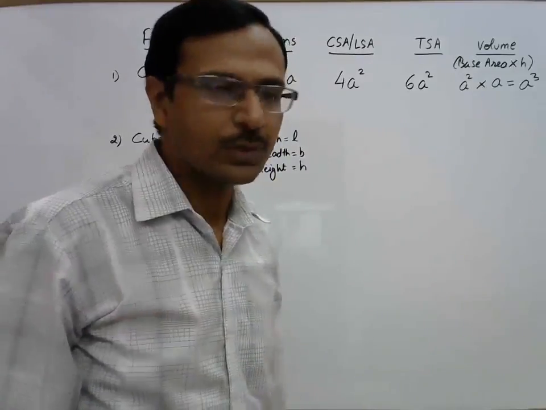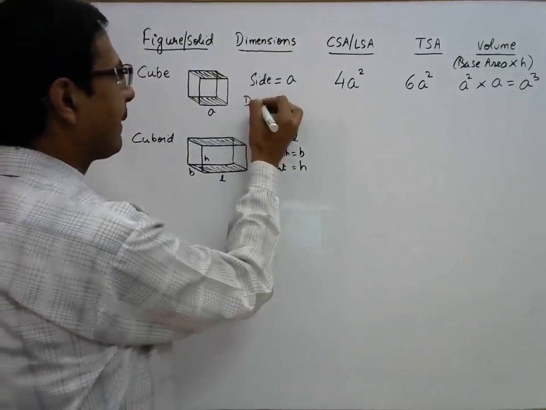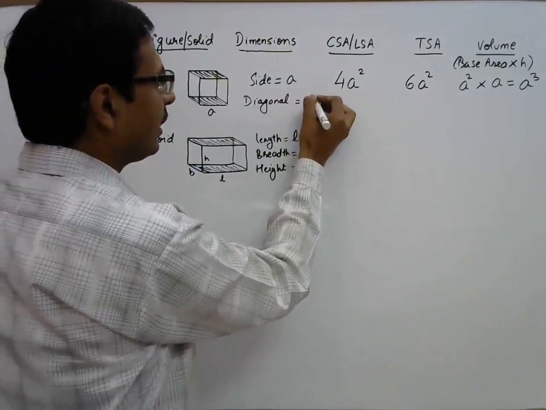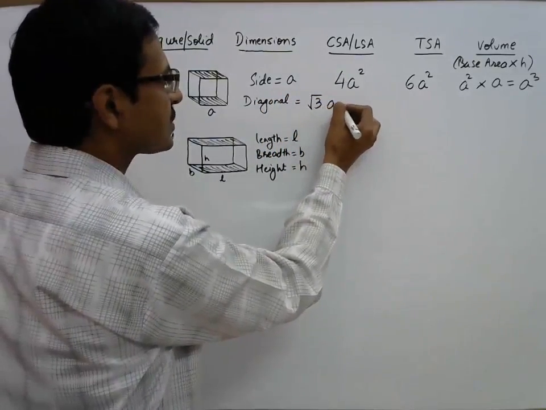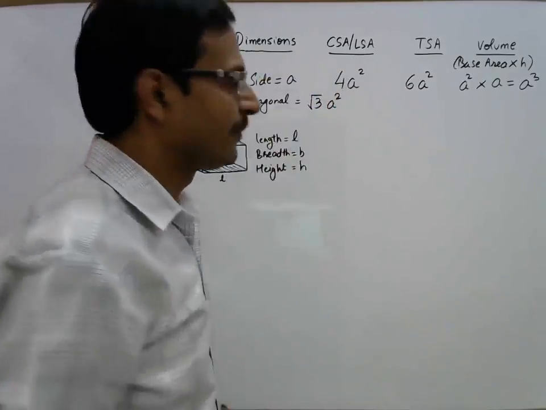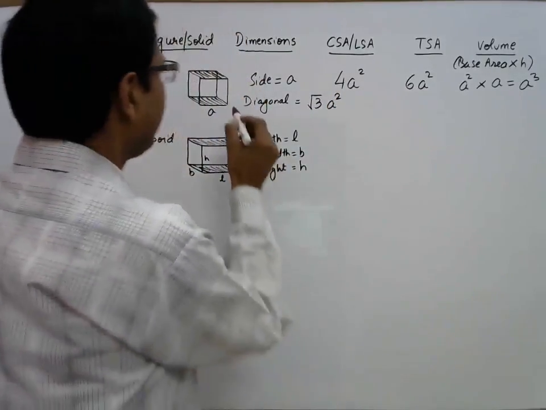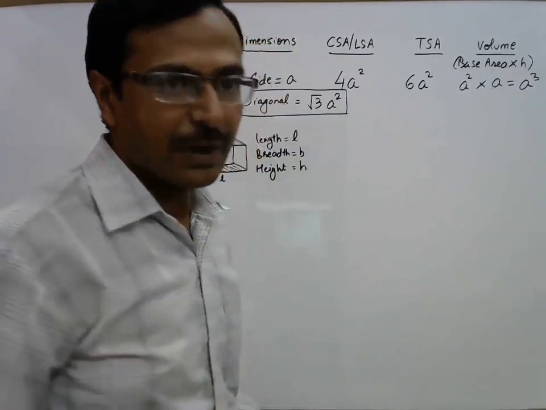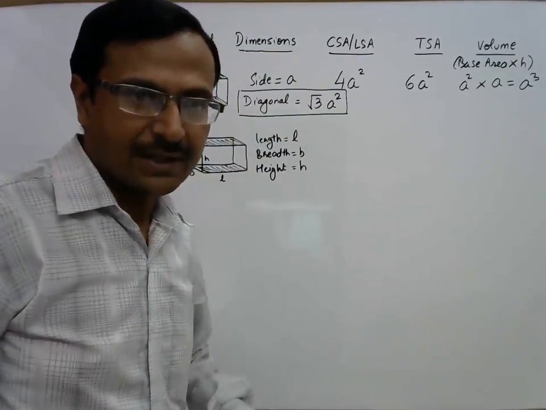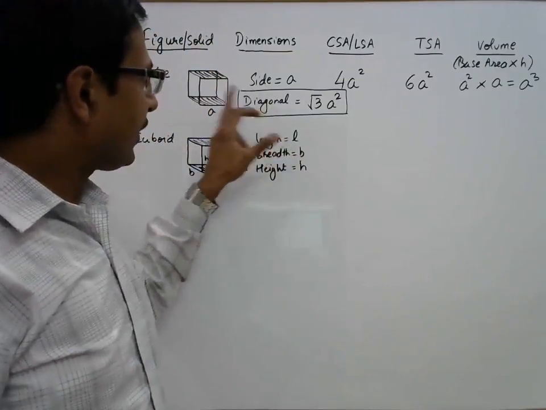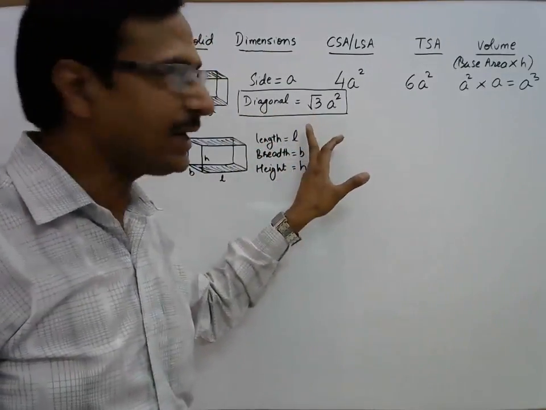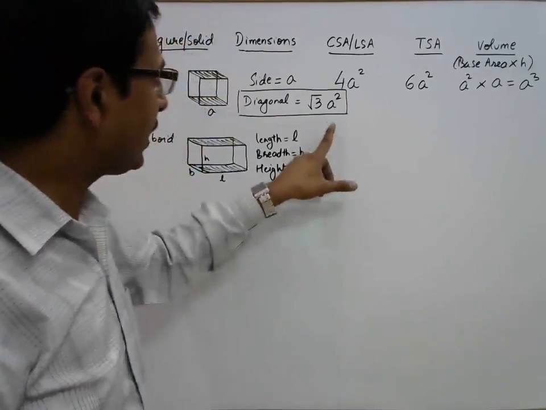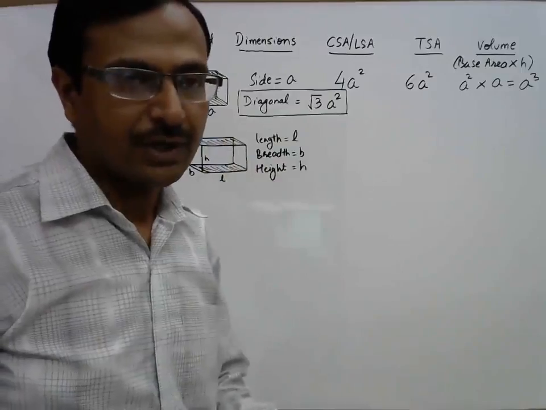Simultaneously, let me tell you one more thing. The diagonal of a cube is given by root 3 times the side, that is, root 3 a. Very important again. This is one formula which is quite often missed by the students at class 9th and 10th level. So diagonal of a cube is root 3 times a, that is, a into root 3 gives you the diagonal of a cube.